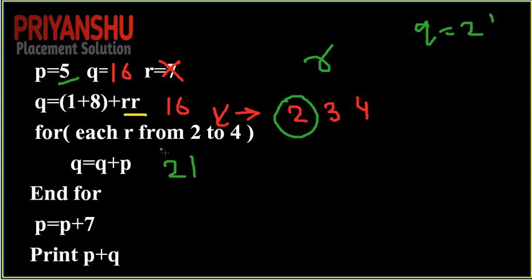So next, friends, r is incremented. Then again for this value of r, again q equal to q plus p. The value of p is 5, the value of q is 21. So 21 plus 5 is nothing but 26.